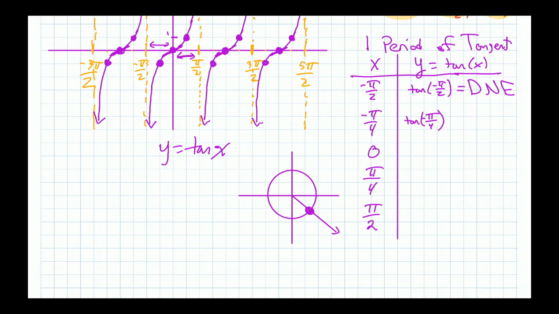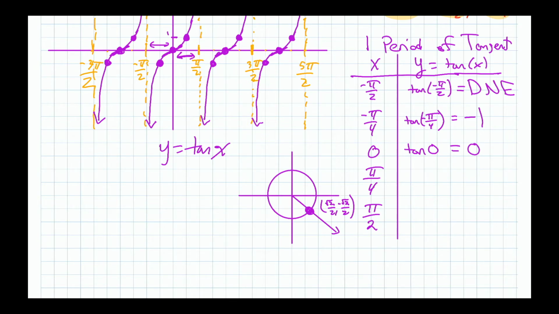And the coordinates would be, what would they be? They would be positive square root 2 over 2, negative square root 2 over 2. And when you divided those, right, because tangent is sine over cosine, so y over x, you would get negative 1 because they're the same value, but one of them's positive and one of them's negative. Tangent of 0 is 0, sine over cosine.